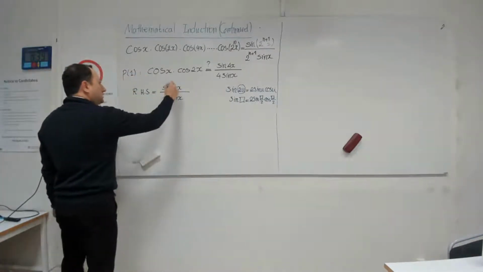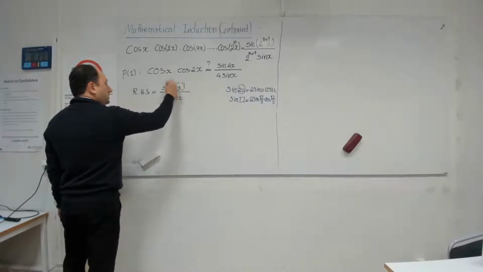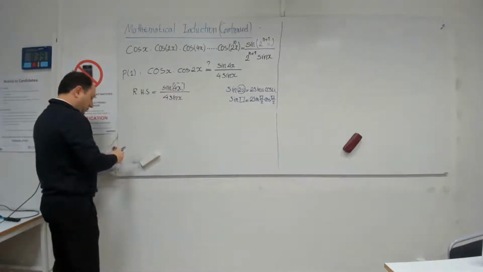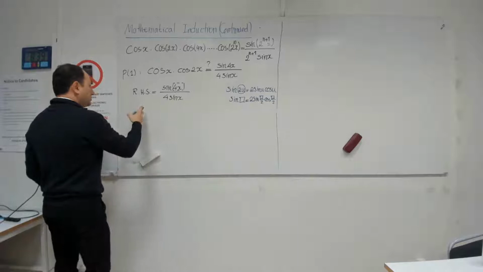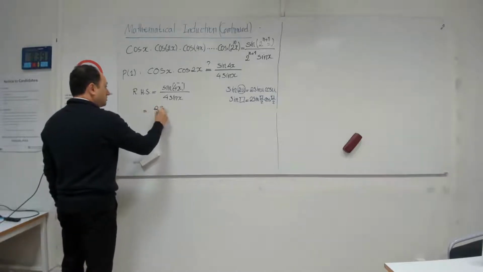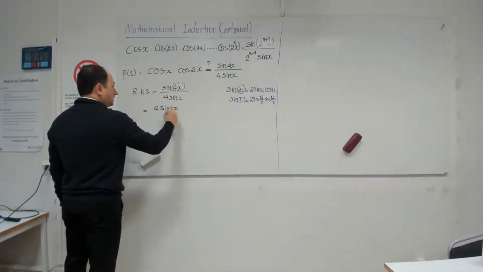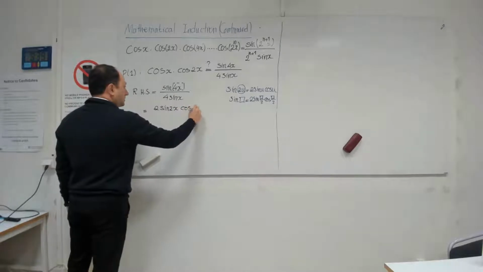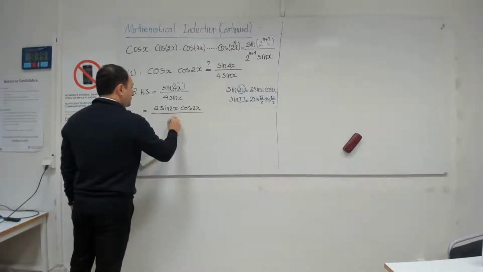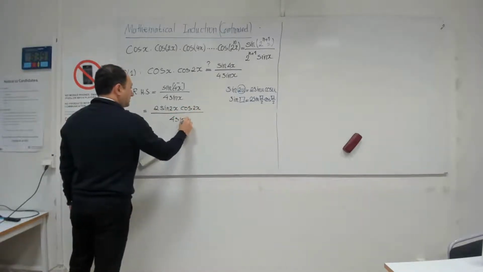So here, this will play the role of my box. So what happens? This becomes 2 sine 2x cosine 2x divided by 4 sine x. Agree?